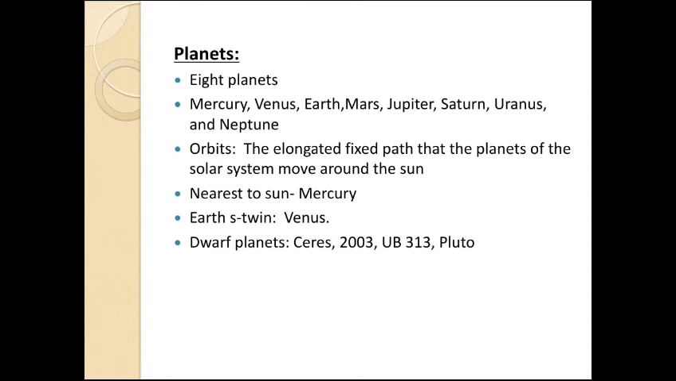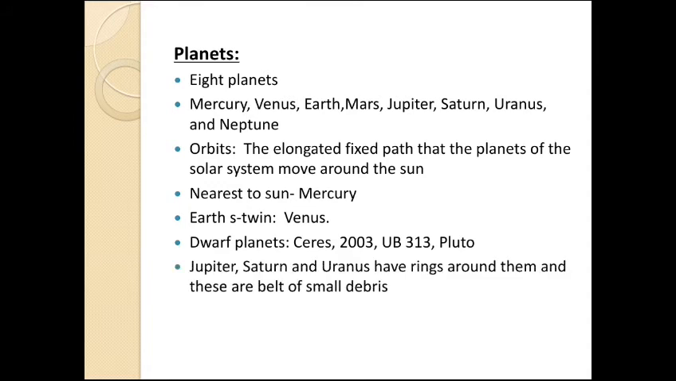Then Jupiter, Saturn and Uranus have rings around them, and these are belts of small debris. Jupiter, Saturn and Uranus are made up of rocks, and these have rings around them. Actually Neptune also has rings, but I think it is beyond the scope of class 6, so NCERT is not providing that in the 6th standard textbook. Actually Neptune also has rings around it, and these are made up of rocks. Other planets, Mercury, Venus, Earth, Mars, are made up of gases.